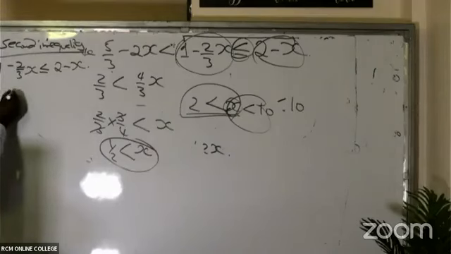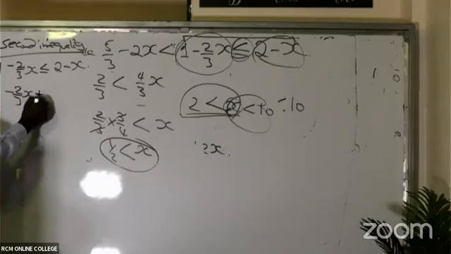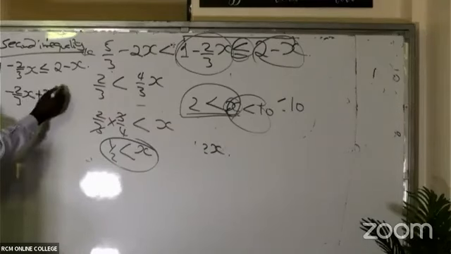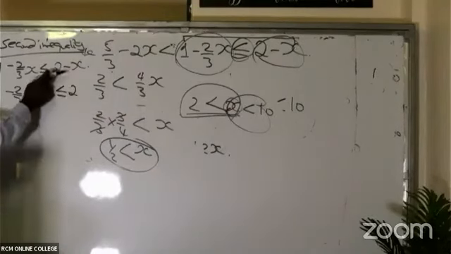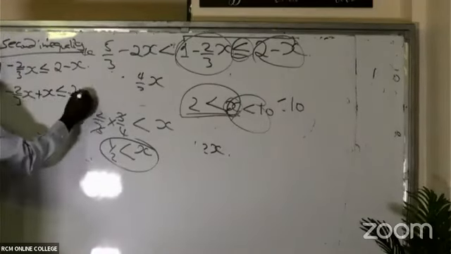So then it will be minus 2 over 3x. This x crosses over, it becomes plus x, less or equal to 2. Now these two, but you see this 1 has to go the other way. So it becomes -1.